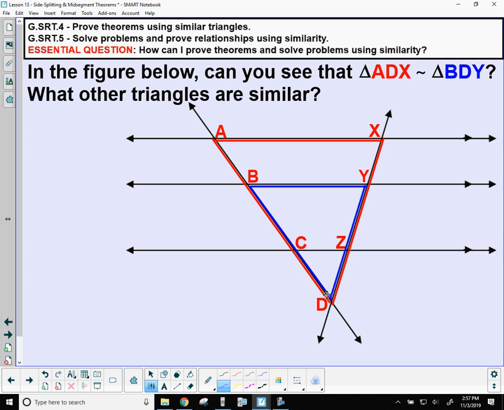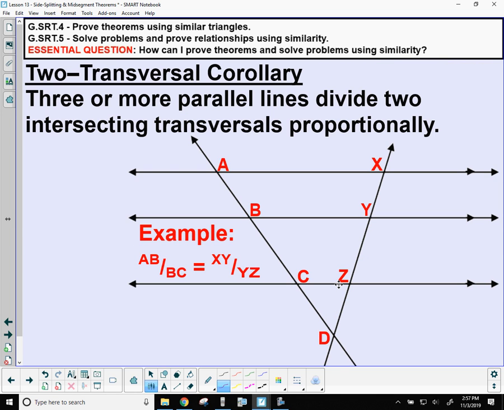Okay, so with that being said, in your blank notes, you should have two transversals.